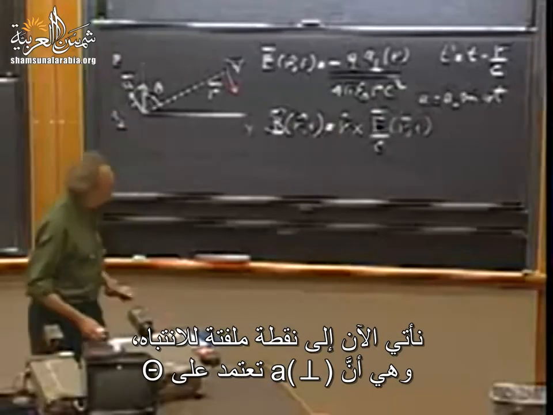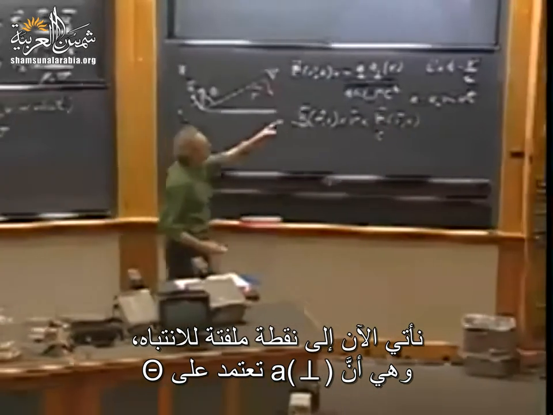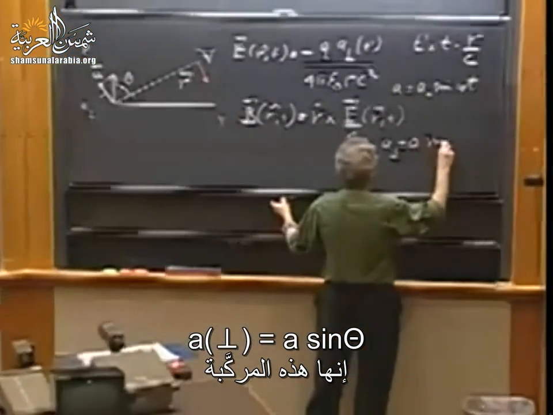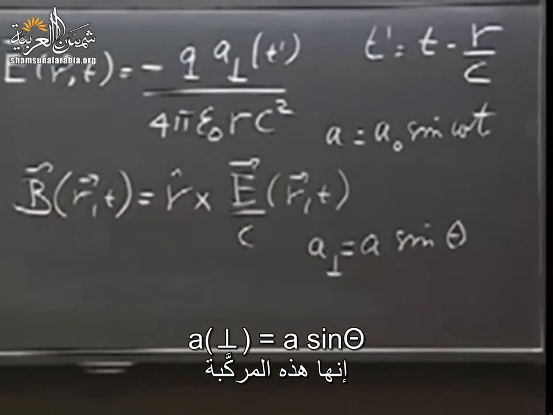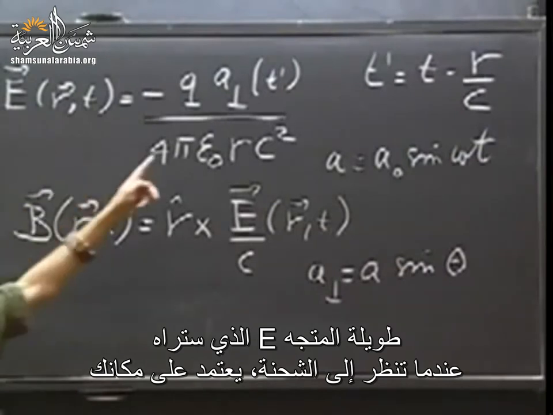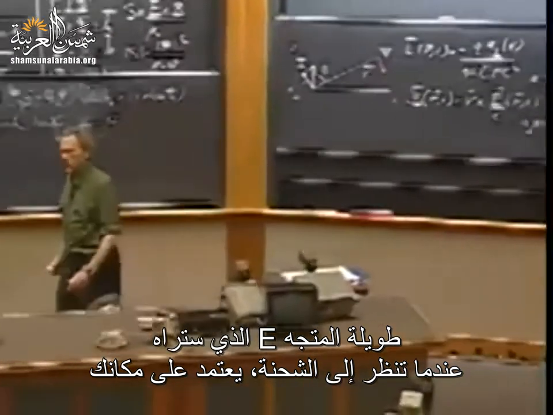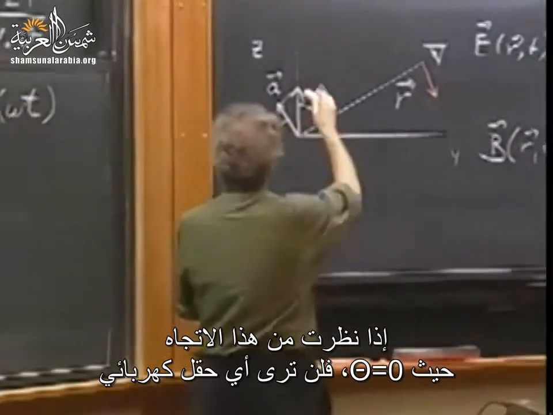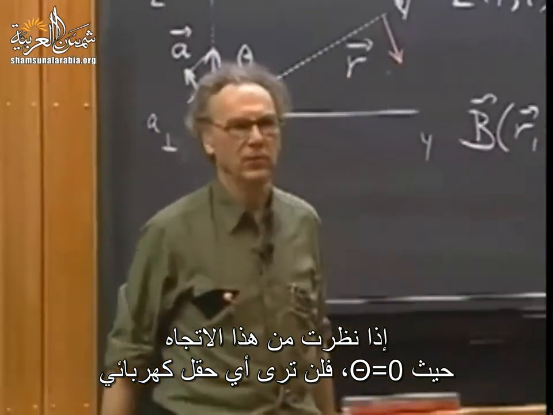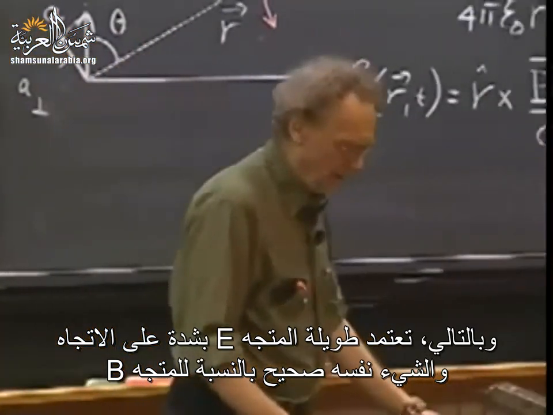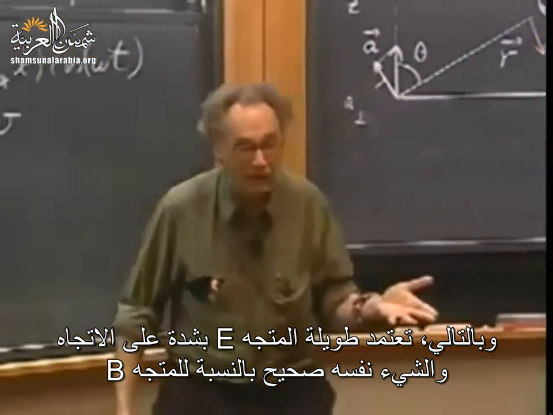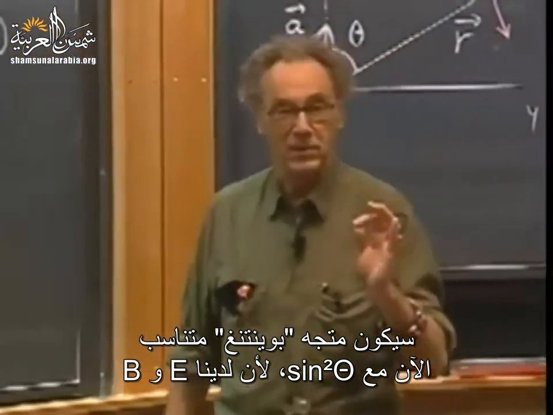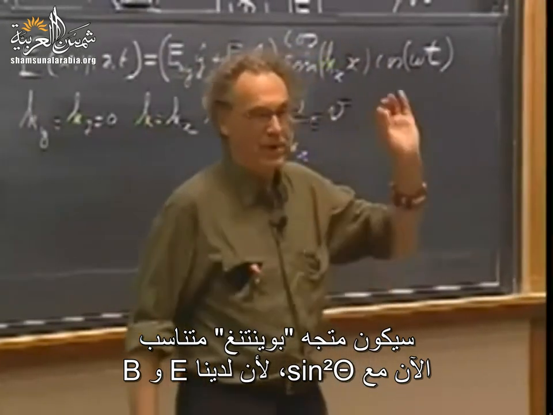So now comes an interesting point that we have stressed before, and that is that a perpendicular depends on theta. A perpendicular is a times the sine of theta. It is this component. And so you see that the magnitude of the E vector that you will see when you look at that charge will depend on where you are in space. If you happen to be at theta 90 degrees, you will see the maximum E possible. If you happen to be in this direction where theta is 0, you won't see any electric field. And so there's a very strong dependence of the magnitude of the E vector on the direction. And the same is true for the B vector, because the B and the E vector are always married to each other, so they get the same sine theta. So the Poynting vector is now going to be proportional to sine squared theta, because you have an E and you have a B.